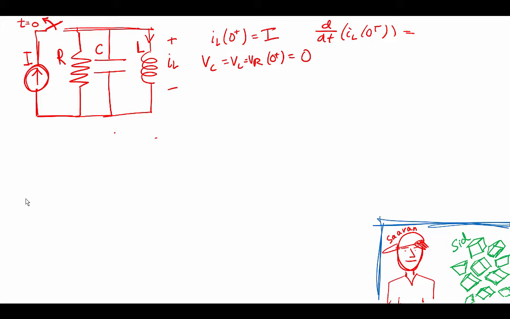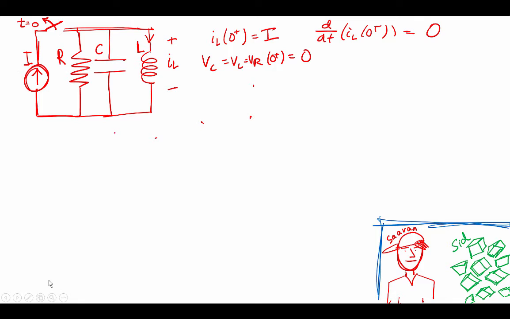The second initial condition we can note from some of our inductor properties. We know for an inductor that VL equals L di/dt. We also know that VC is equal to VL is equal to VR is equal to 0 at time 0 plus. So this must be 0 equals L di/dt of 0 plus. Therefore, we can throw that up in here, and this is just 0.